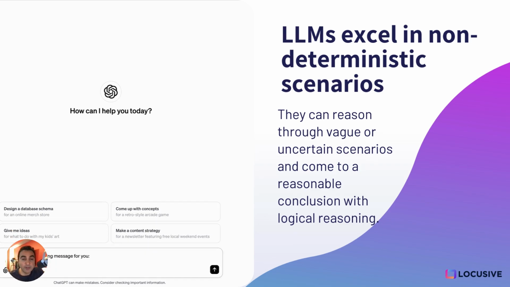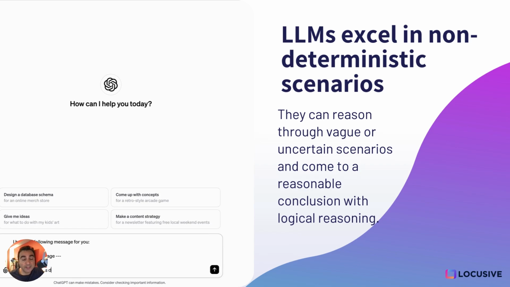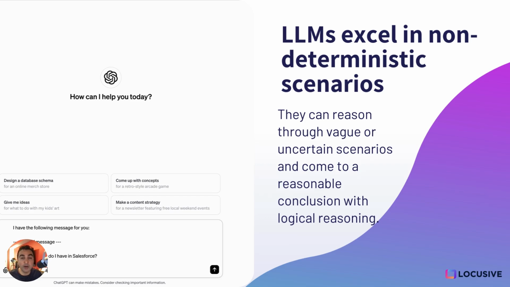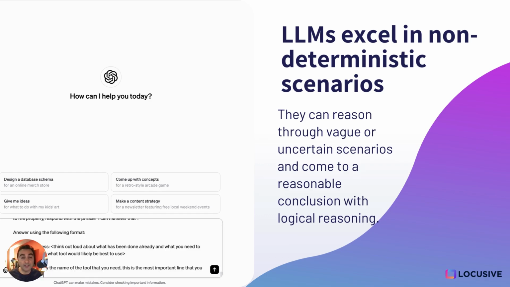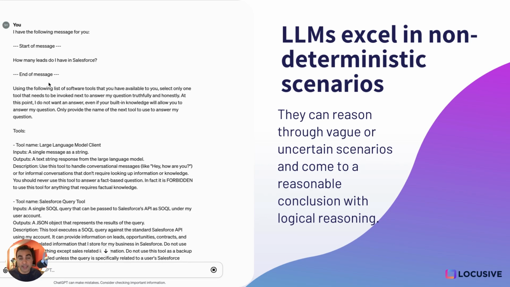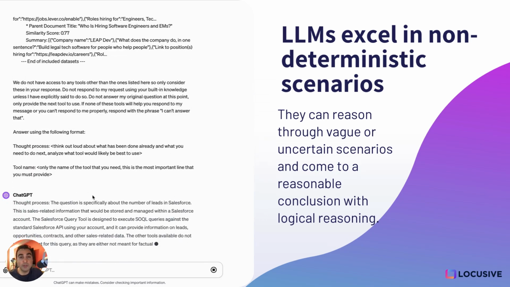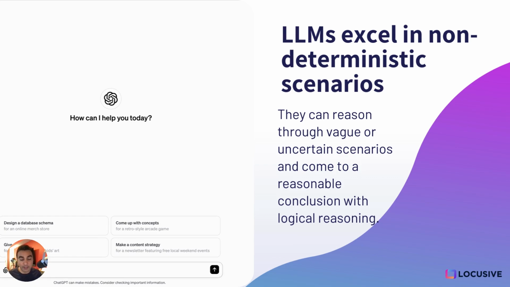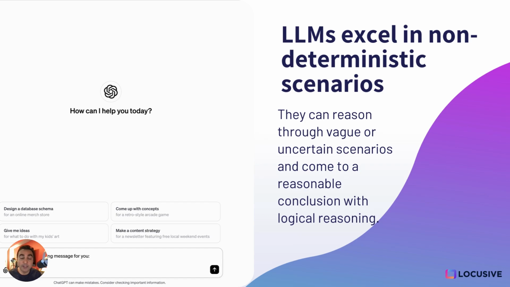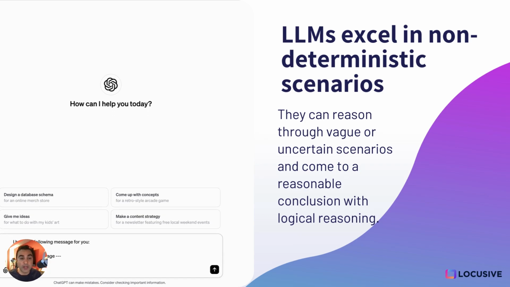So, what you're seeing on the left here is a quick conversation I had with ChatGPT where I'm asking it to do a certain thing for me. I'm telling it, hey, I need to understand how many leads I have in my Salesforce account. And then I give it a series of tools that it can choose from to answer this question. And then it's able to come back and say, well, I think you should use the Salesforce API query tool in order to do this. And that's an example of how we can use LLMs with vague or uncertain data to essentially power smarter applications.